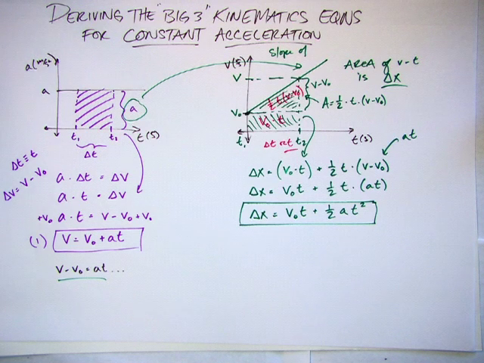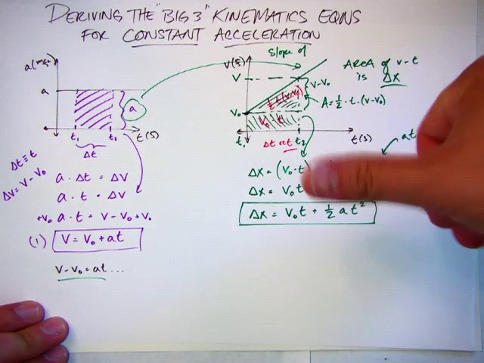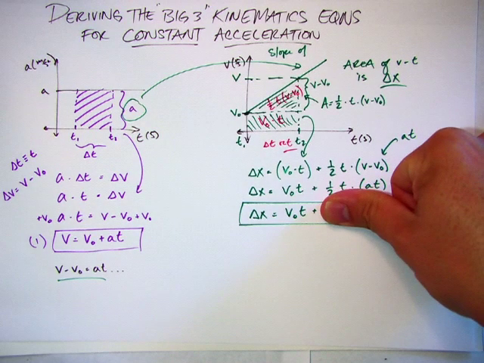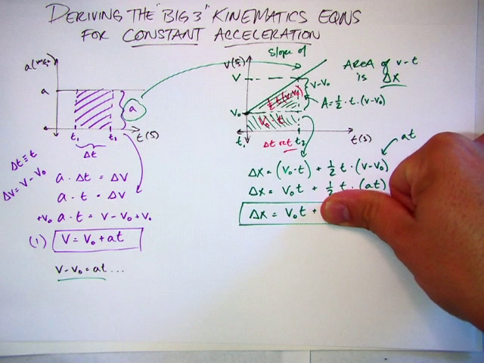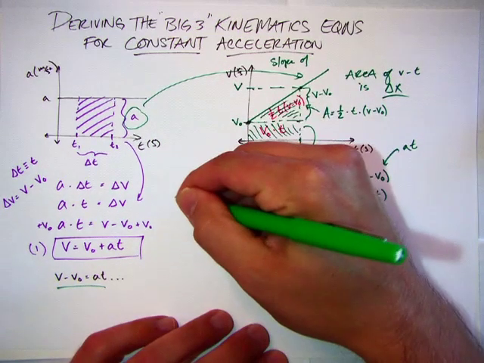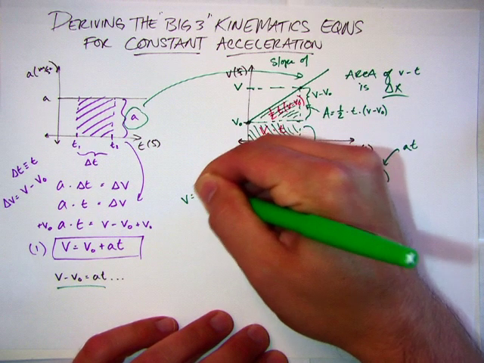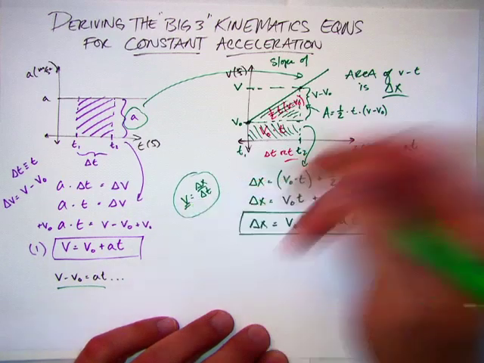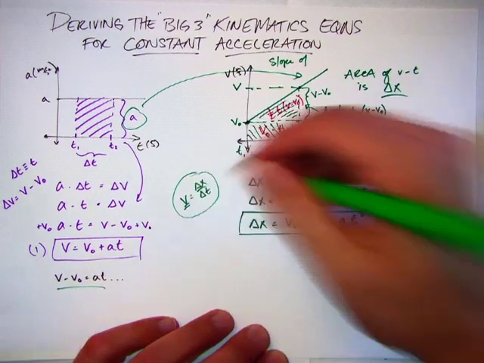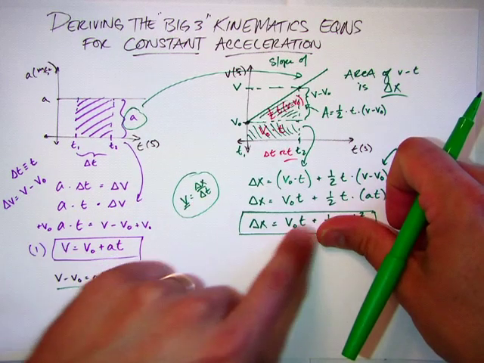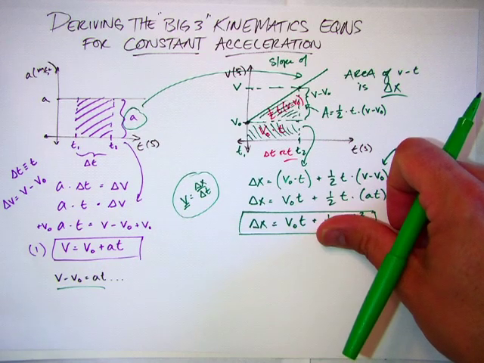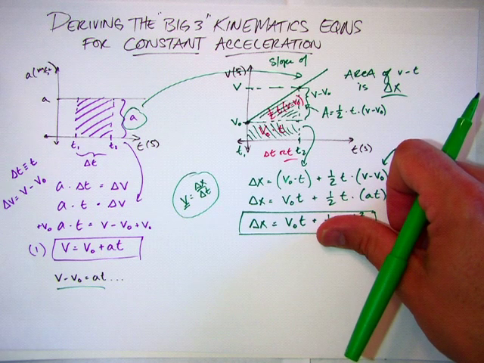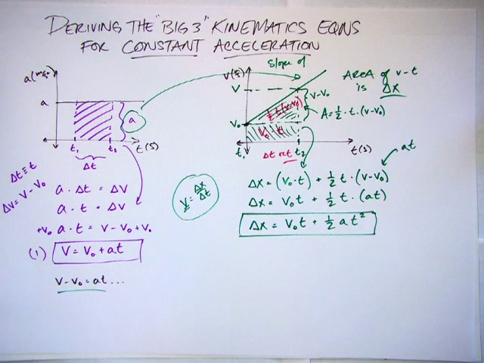Notice, what happens if my acceleration is 0? This term goes away. I'm left with delta x is v naught times t. Looks familiar, right? Because v equals delta x over delta t, for constant velocity, where this is the same, right? I multiply by delta t. Delta x is v times t. So really, this works for an acceleration of 0 because this term goes away. All right, so that's equation number 2.